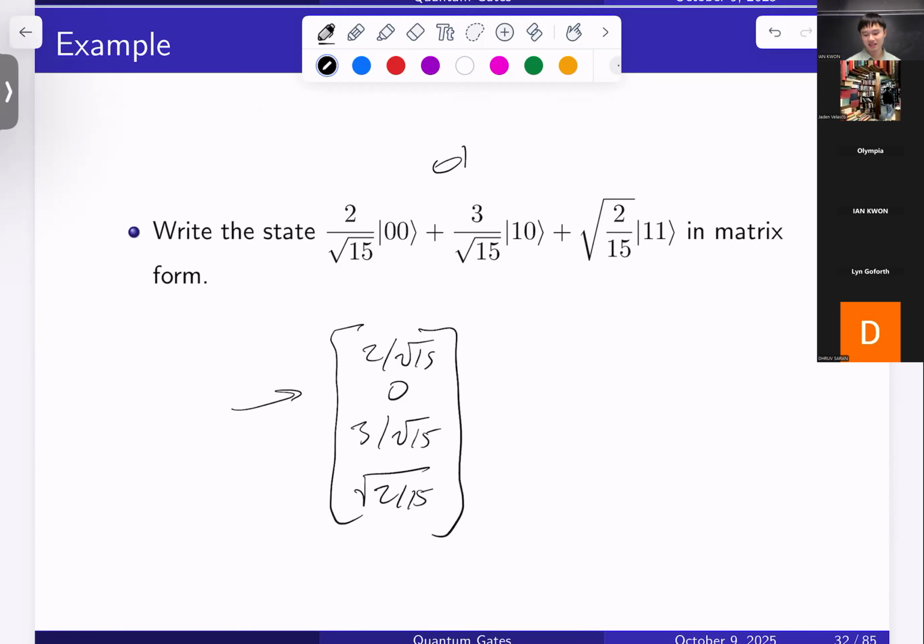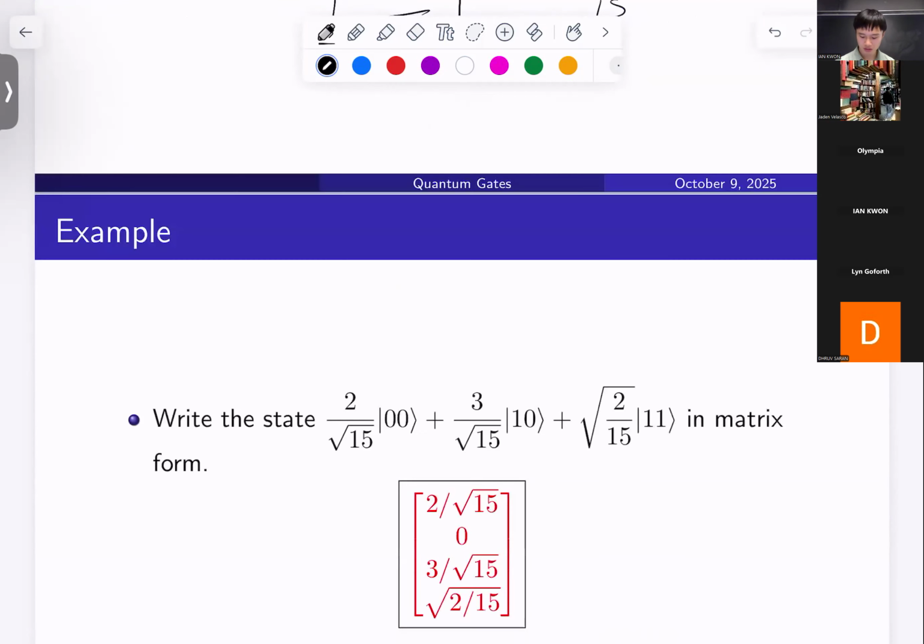And this is the state. And as a quick check, you can see that it's normalized because we have 4 plus 9 plus 2 over 15 is the sum when you square everything and add it together. And this is just 1. So it's normalized. It's a real state. Okay. So yeah.